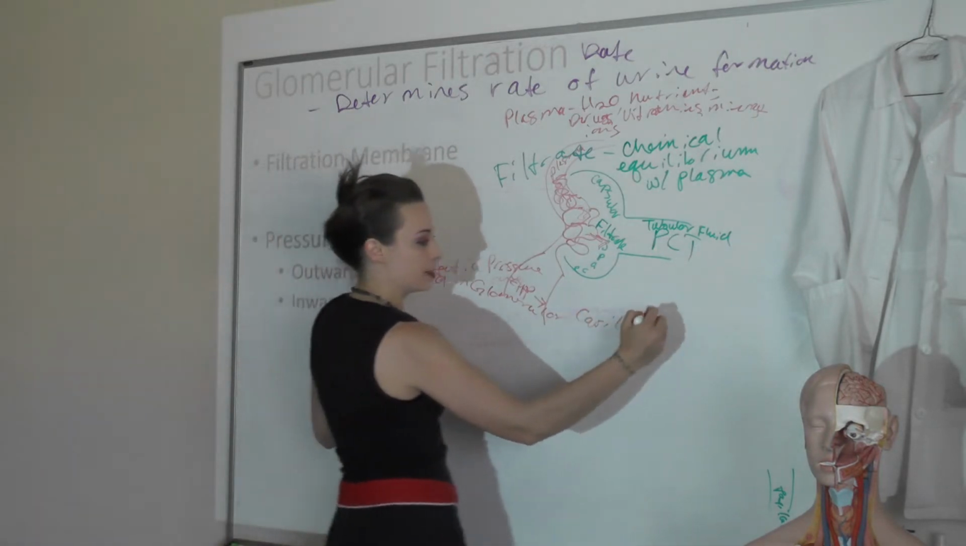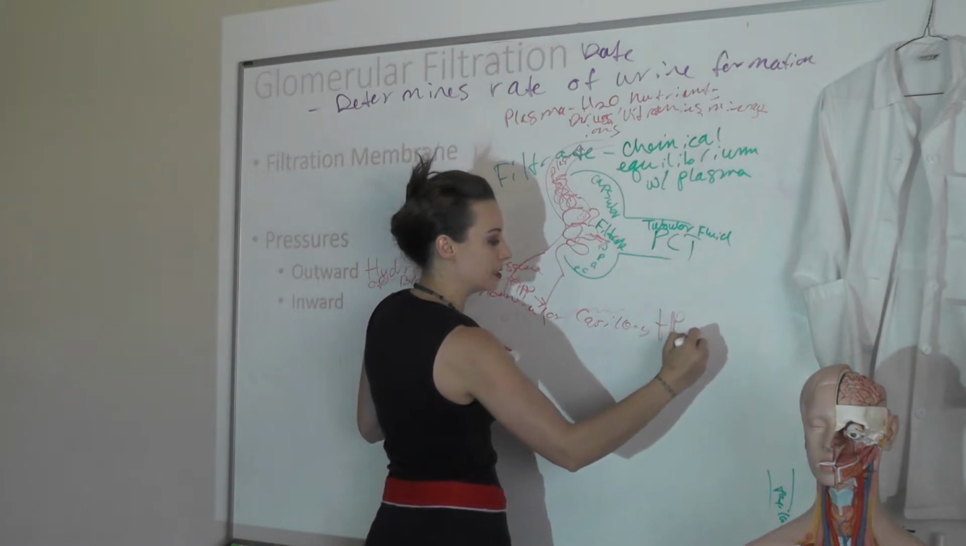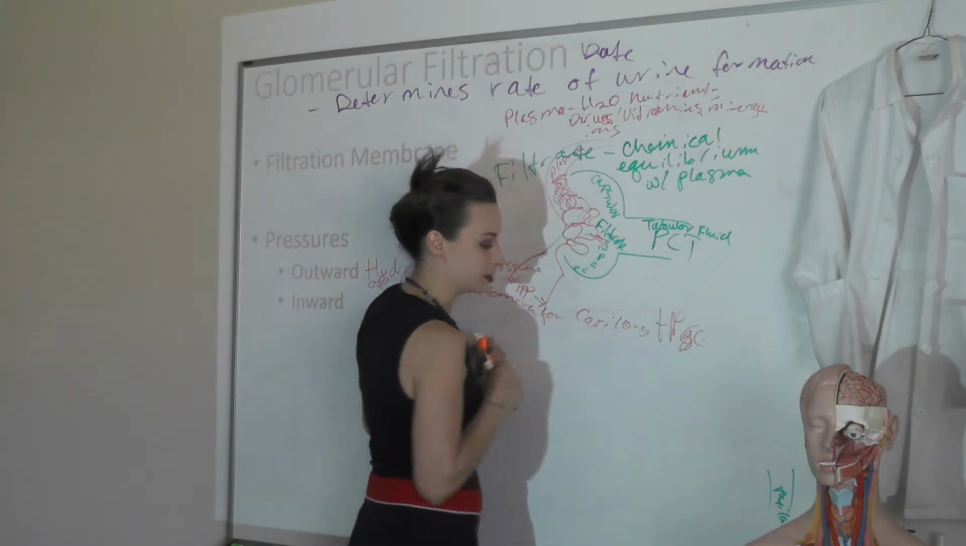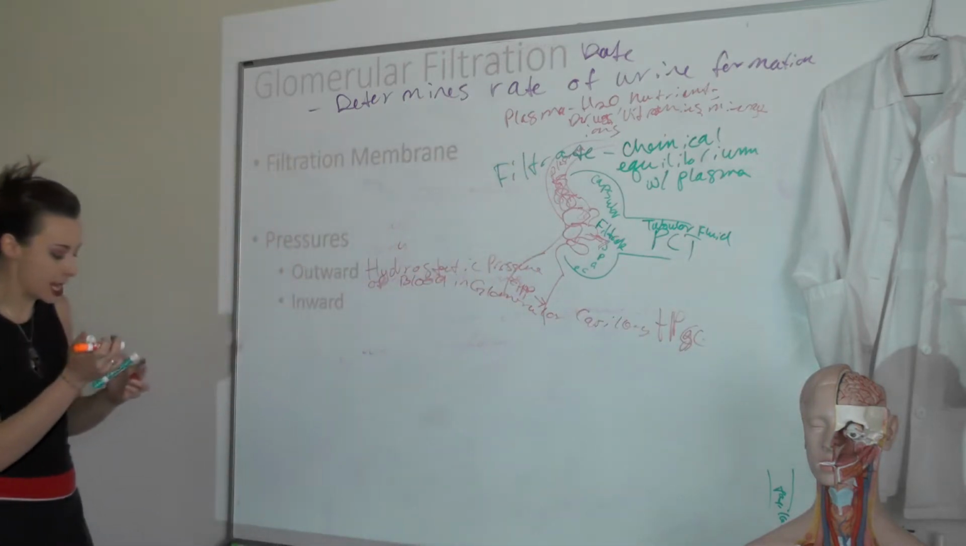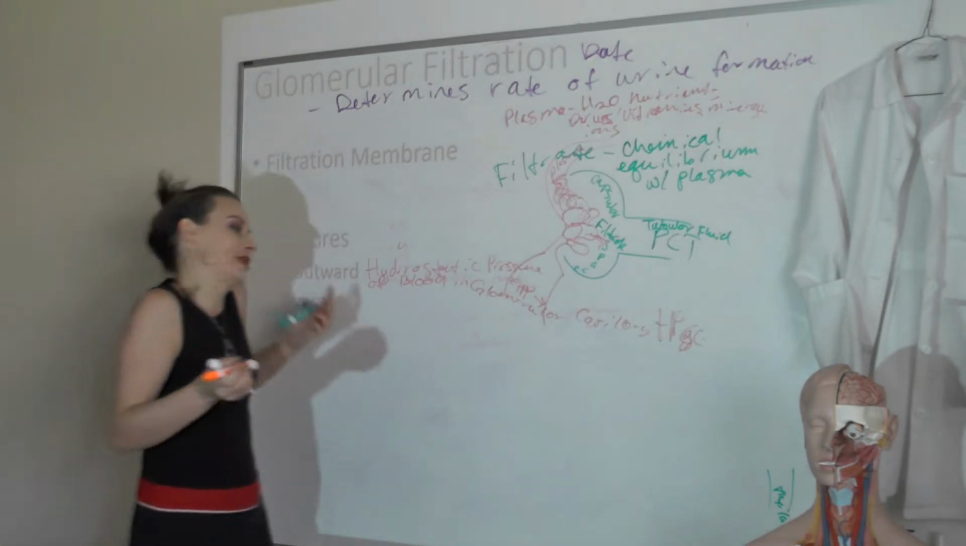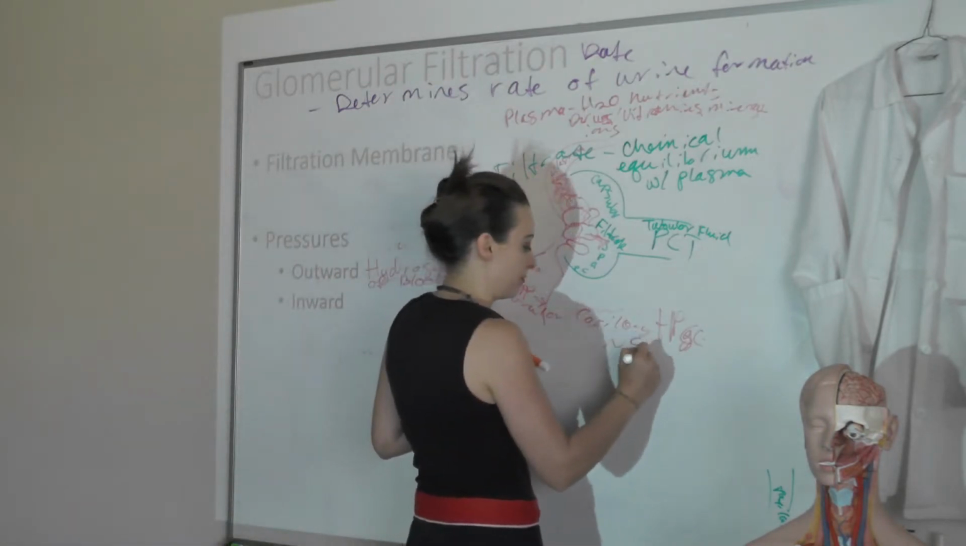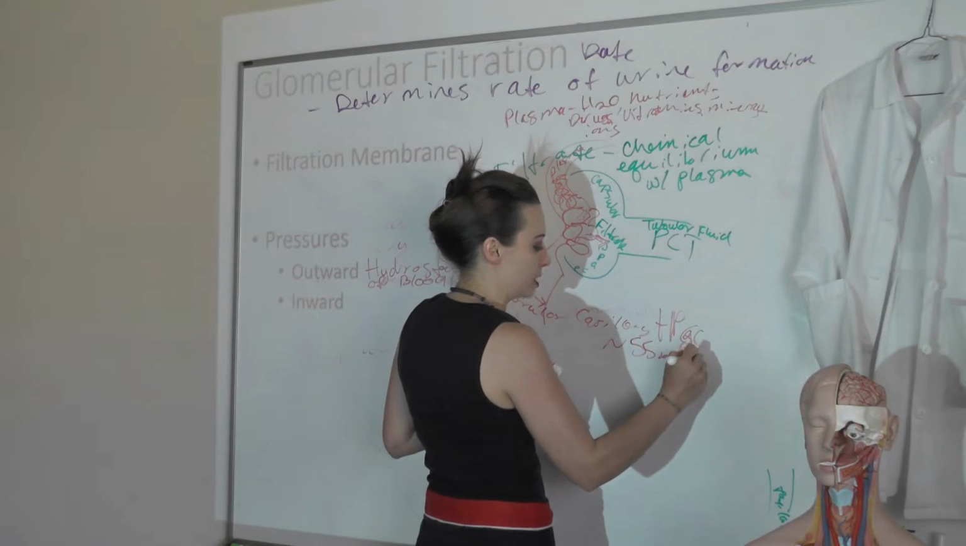Let me abbreviate this HPGC. It's the hydrostatic pressure of the glomerular capillary, and normally it's around 55 millimeters of mercury out.